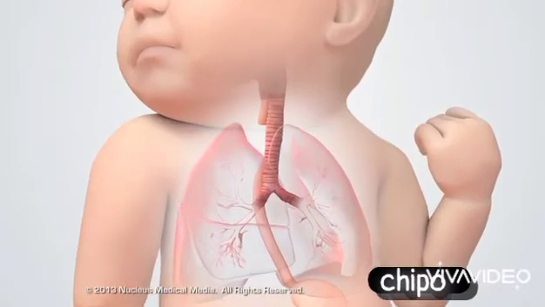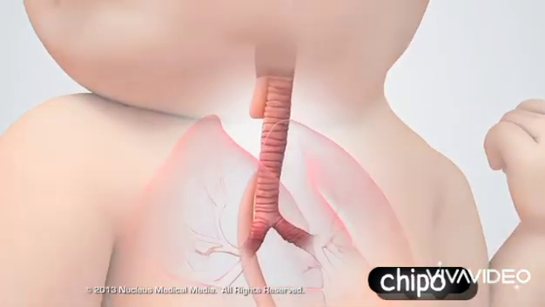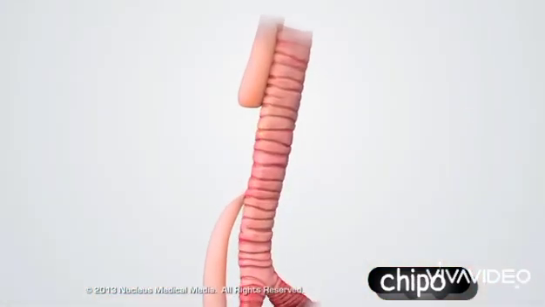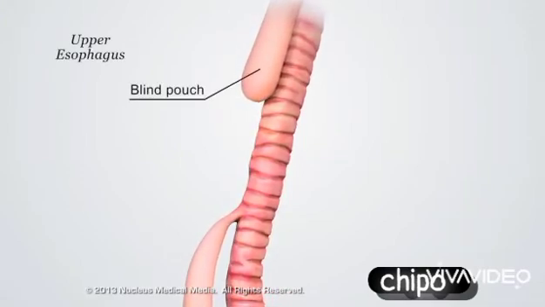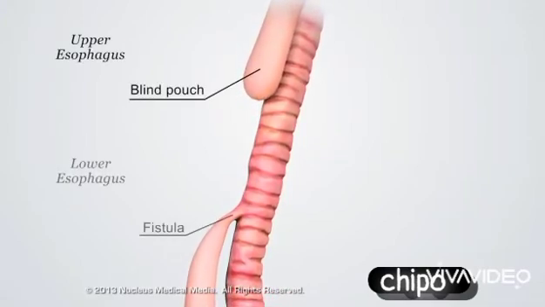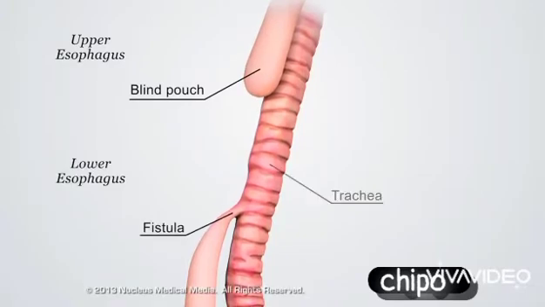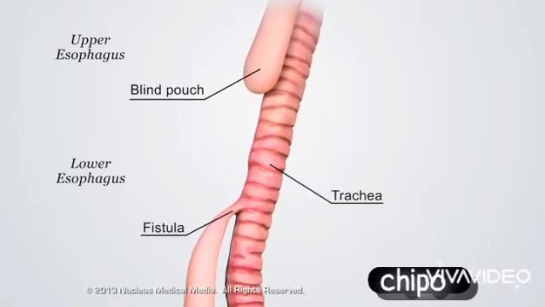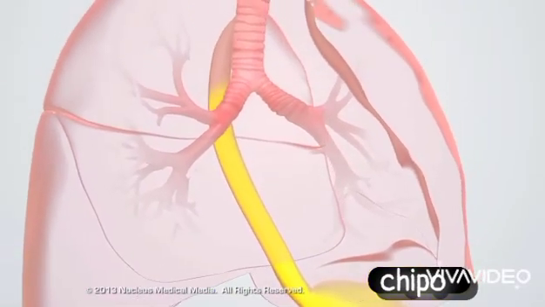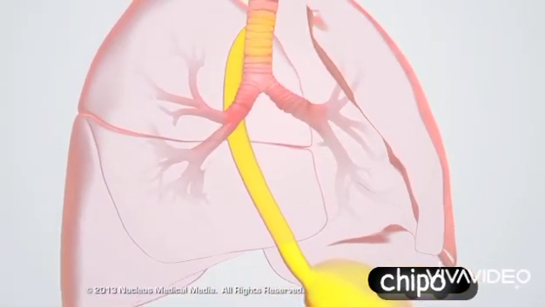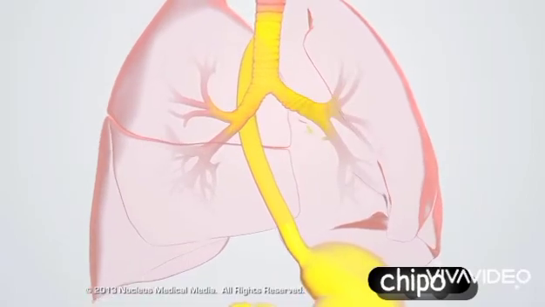Here we see the most common type of tracheoesophageal fistula in a newborn infant. The upper esophagus ends in a blind pouch, and the lower esophagus connects to the trachea. This is a serious problem because the stomach contents can travel up the esophagus and pass through the fistula into the trachea and lungs.